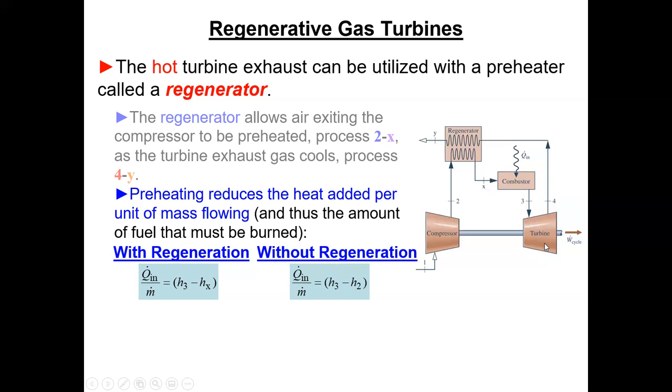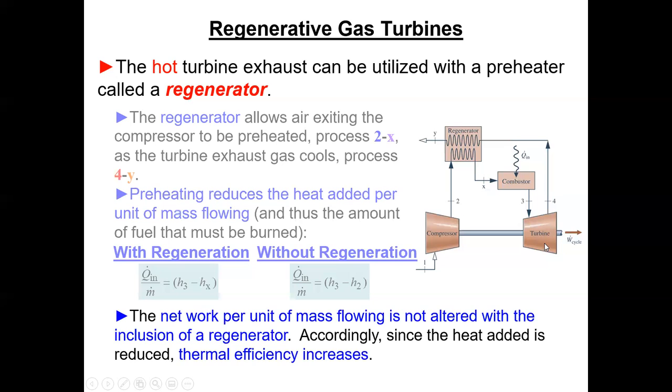Without the regenerator, it's H3 minus H2, which was out of the compressor. So pretty straightforward. The net work per unit mass flowing is the same. However, the thermal efficiency increases because the amount of heat that we've got to put in decreases. So that's going to up our overall thermal efficiency in the cycle.